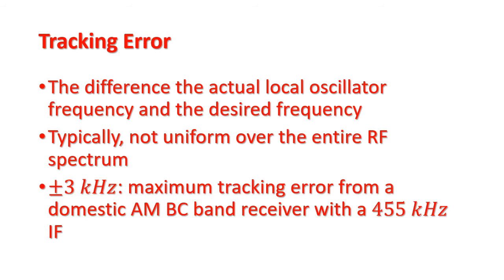Tracking error. Tracking error is the difference between the actual local oscillator frequency and the desired frequency. Typically, this is not uniform over the entire RF spectrum. Plus or minus 3 kHz is the maximum tracking error for a domestic AM broadcast band receiver with a 455 kHz intermediate frequency.